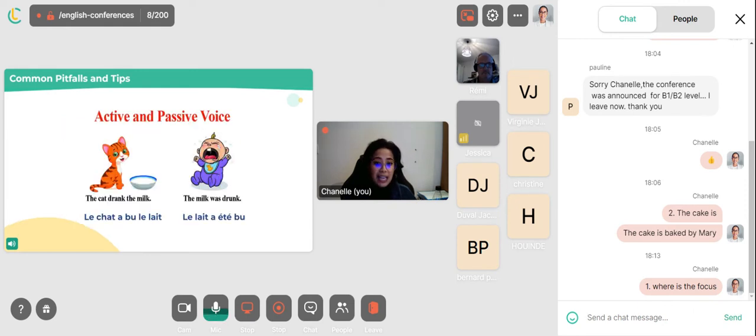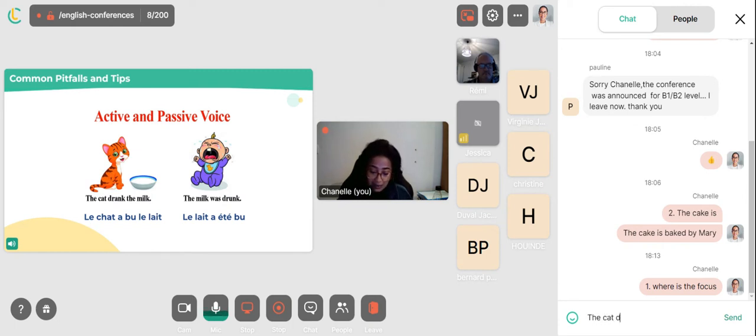Okay, so let's look at an example of the active and the passive voice. The cat drank the milk. Le chat a bu le lait. The milk was drunk. Le lait a été bu. Okay, so there are different constructions. But if I'm starting in the present, I need to have the present for the verb on the other side. If I'm starting with the passé simple, I need to have the passé simple for the verb on the other side. I will write some examples. So for example, let's start. On va utiliser le chat.